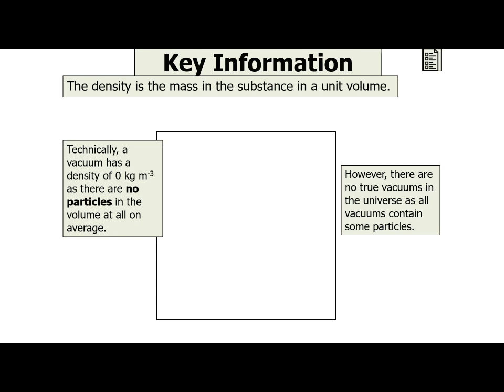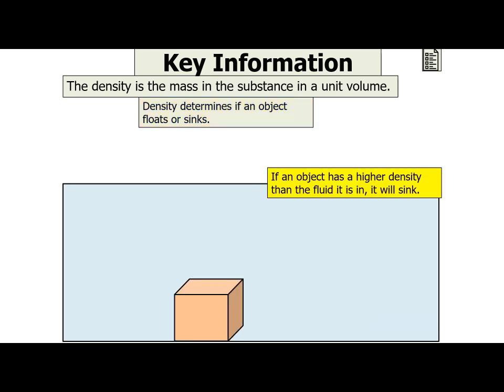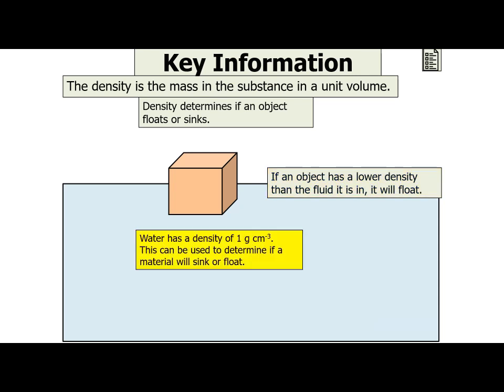Now, density is a very important property in the real world because density can determine if an object floats or sinks. So if an object has a higher density than the fluid it is in, it will sink. If an object has a lower density than the fluid it is in, it will float. Now, water has a density of 1 gram per centimeter cubed. This means that it can be used to determine if a material will sink or float in water. So you could think of 1 gram per centimeter cubed as that 1 centimeter cubed of water has a mass of 1 gram. So let's have a look at how to calculate density.